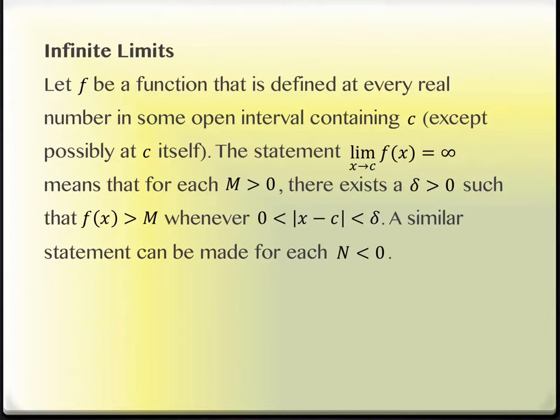The statement that the limit as x approaches c of f of x is equal to infinity means that for every m greater than 0, there exists a delta greater than 0, such that f of x is greater than m whenever 0 is less than the absolute value of x minus c, which is less than delta. And a similar statement can be made for negative values. So fill those details in on your notes, and then I'm going to draw you a picture of what it's describing.